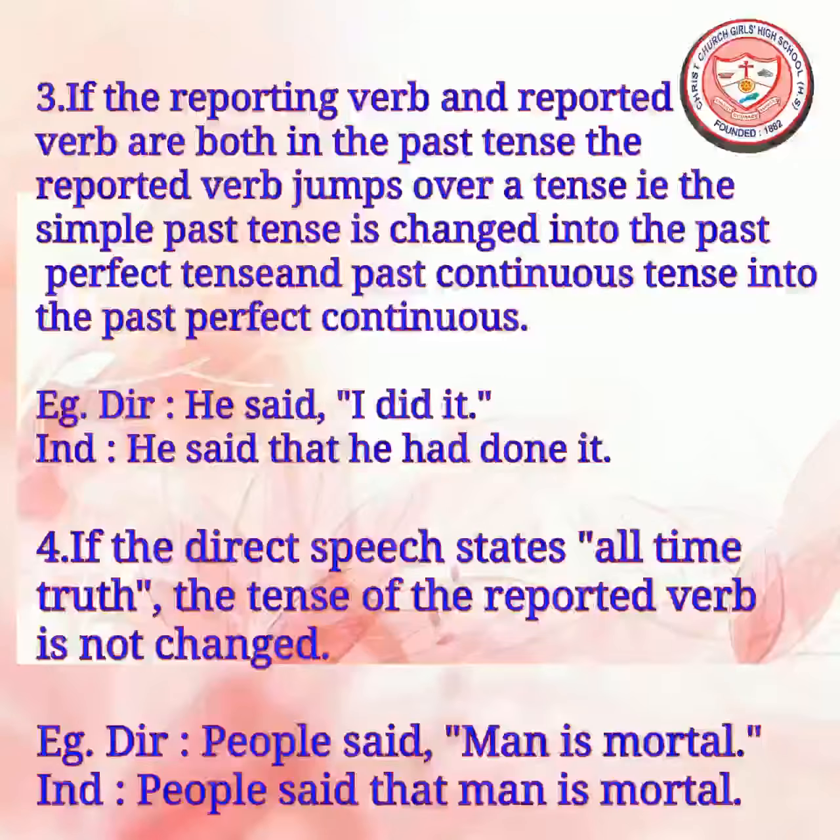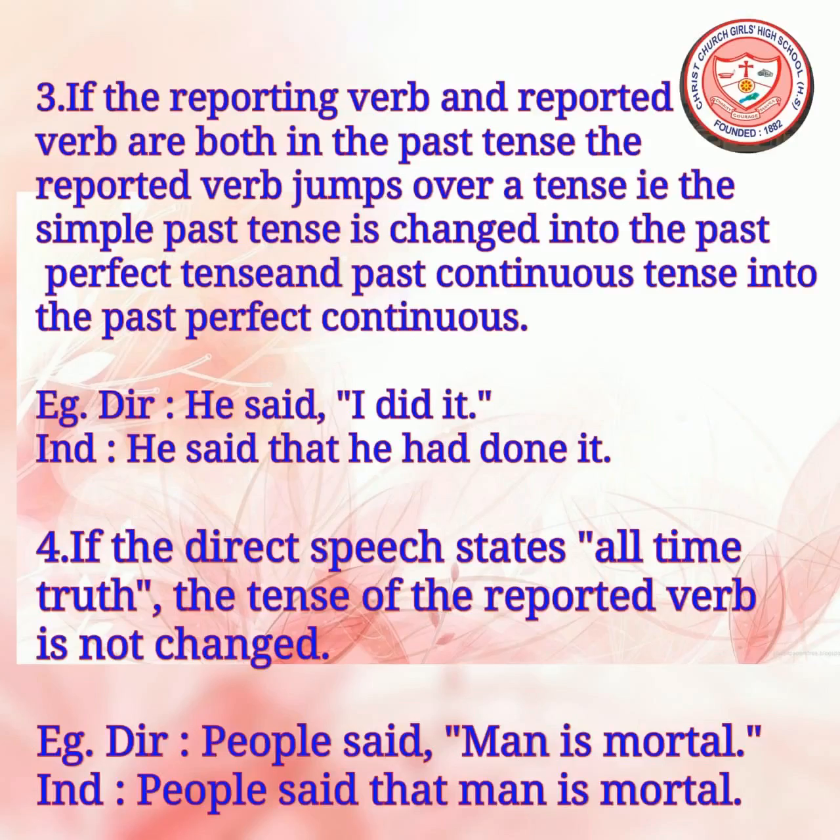The third rule of change in the sequence of tenses is, if the reporting verb and the reported verb are both in the past tense, the reported verb jumps over a tense. That is, the simple past tense is changed into the past perfect tense and past continuous tense into the past perfect continuous tense. For example, "He said, 'I did it.'" The direct speech is changed into indirect speech, and it will be, "He said that he had done it." So here, the simple past tense did takes a jump and is changed into past perfect tense.